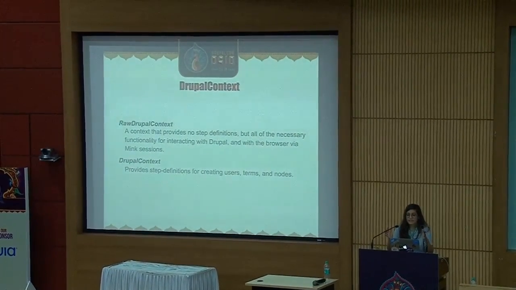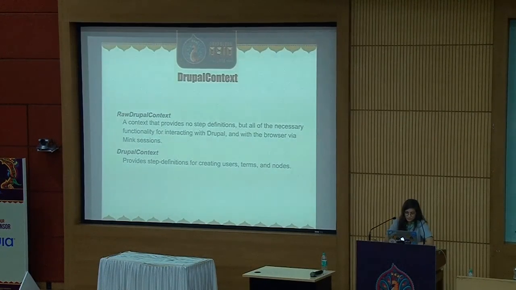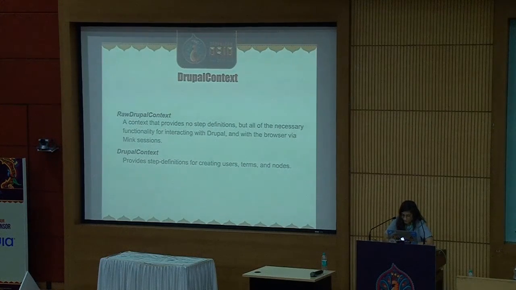Like I said, for Drupal context, we actually have two things. One is raw Drupal context and the other is Drupal context. In your feature context, if you see, it actually implements your raw Drupal context rather than Drupal context, because it will give you all the elements that are available in that, and your Drupal context actually extends raw Drupal context. That's how it is done. So depending on what functionalities you need, you can extend it to that level.